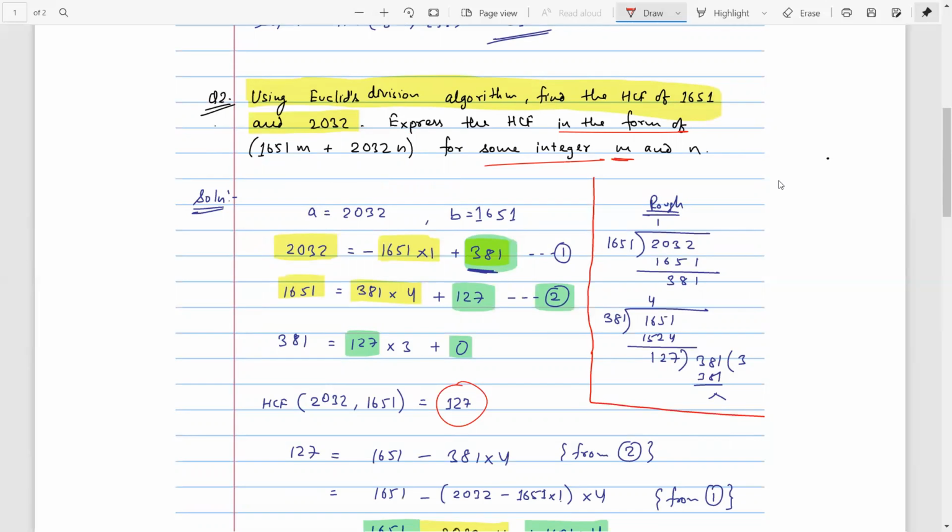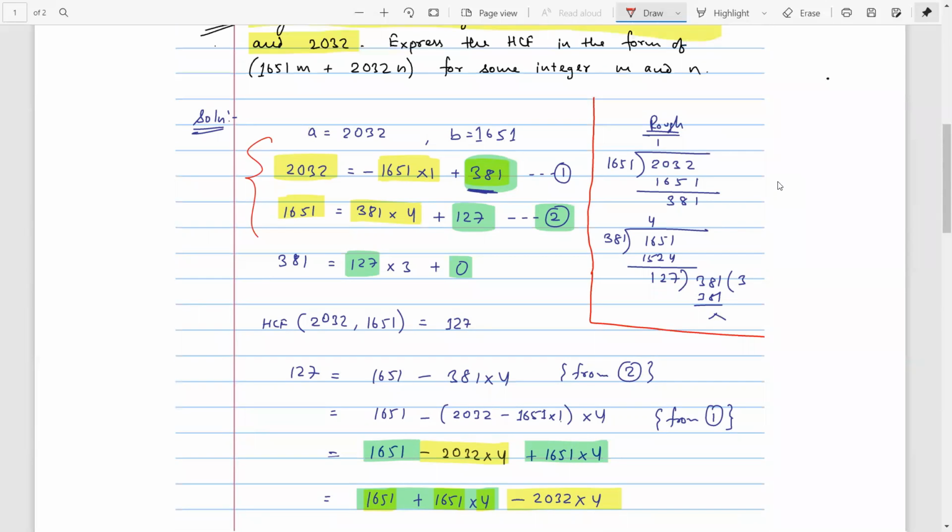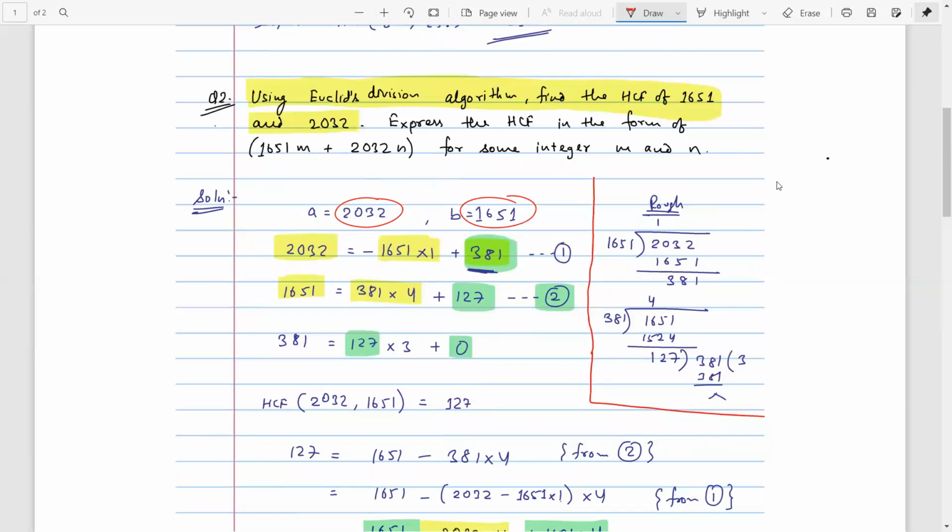And the way to do this is very simple. You just have to take up a few steps, whatever you had done in the Euclid's division algorithm before, here itself. So as you can see, in the first step, the two numbers were 2032 and 1651. And notice that these are the numbers they're asking you to use to write that 127 in this form. 1651 is here, 2032 is here. So these numbers are not coming magically from somewhere else. They are from the two numbers which are given to you. So you have to represent 127 in the form of these numbers multiplied by some other numbers m and n.